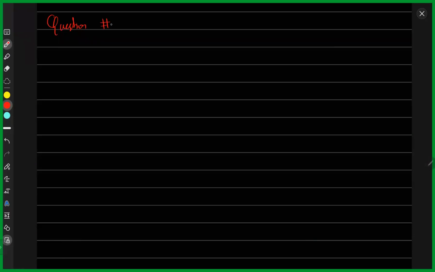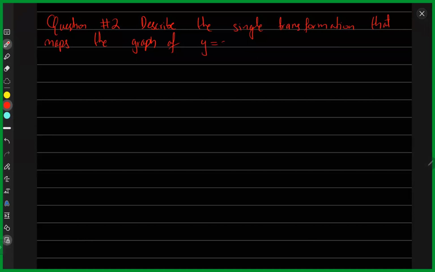Question number 2. Describe the single transformation that maps the graph of y equals x squared minus 3x minus 5 to the graph of y equals 4x squared minus 6x minus 5.